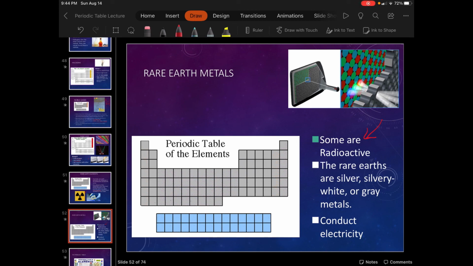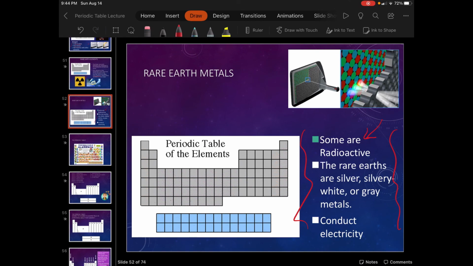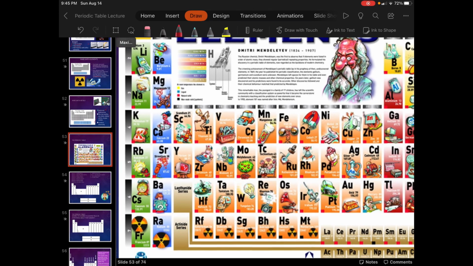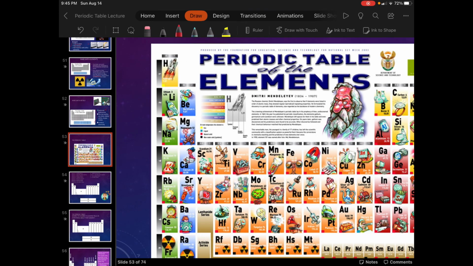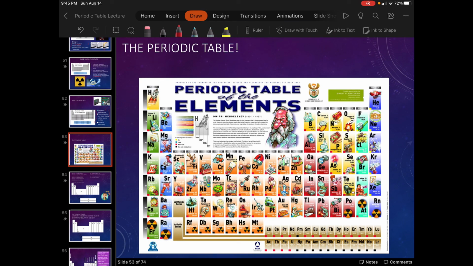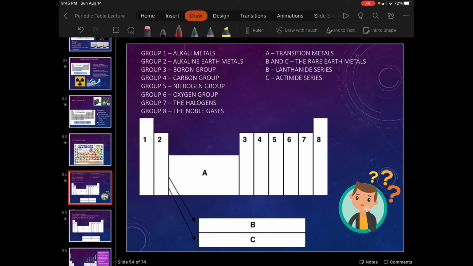The rare earths are silver, silvery white, or gray metals. They do conduct electricity. Again, notice that the position on the periodic table is how we are predicting this stuff. If there were blank spaces like Dmitri Mendeleev left, we could predict them based on their position on the periodic table. All right, here's a really cool periodic table that you can zoom in on and check out. It gives specific things that each of these elements are used for. It's just a picture periodic table. I kind of like it. Zoom in, check it out, and we'll come back to this in the next lesson.